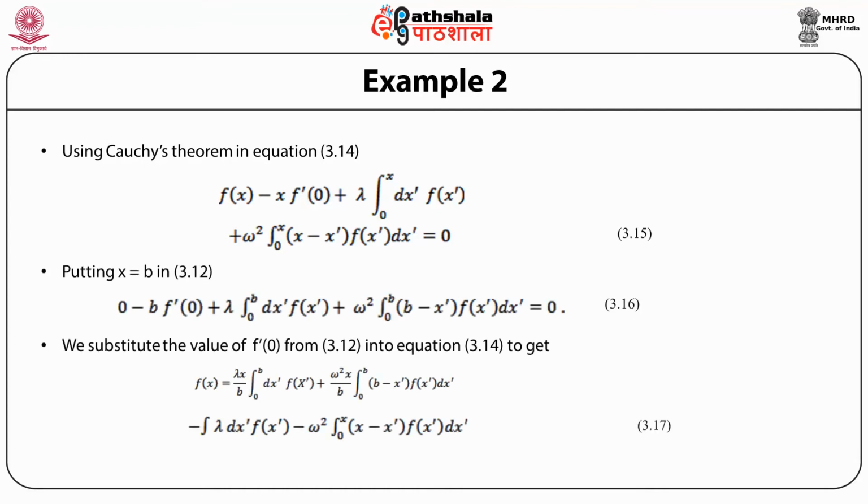Now substituting the value of f prime(0) from what we had obtained, we get f(x) is equal to lambda x by b, an integral over dx prime of f(x prime) from 0 to b, plus omega square x by b multiplied by the integral from 0 to b over dx prime of the function f(x prime) multiplied by (b minus x prime), minus the integral lambda dx prime of f(x prime), minus omega square the integral over dx prime from 0 to x of (x minus x prime) f(x prime).